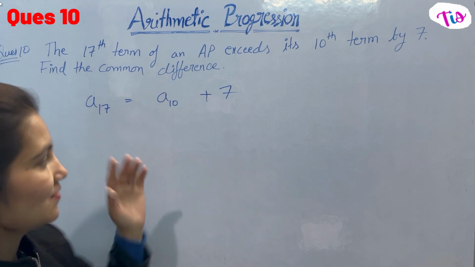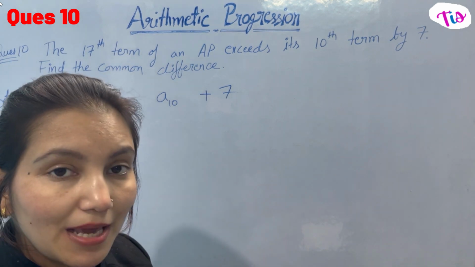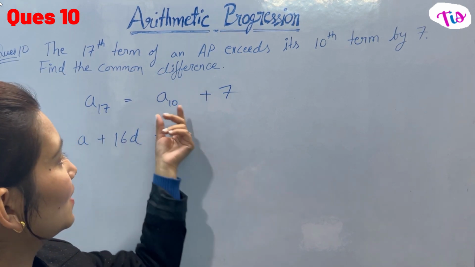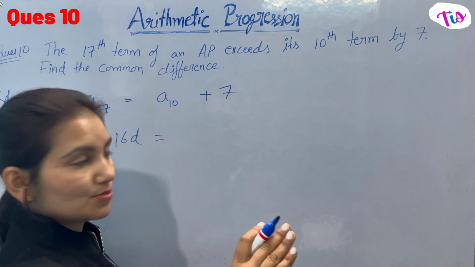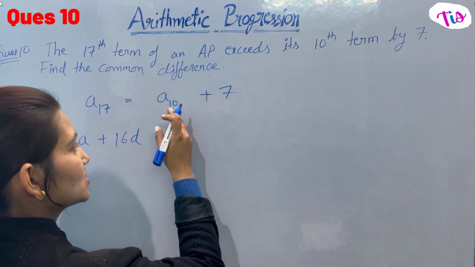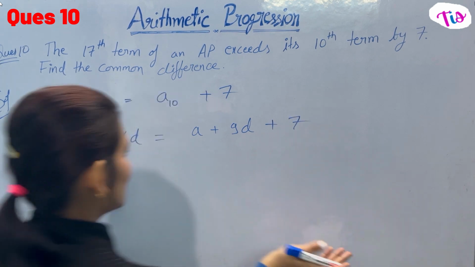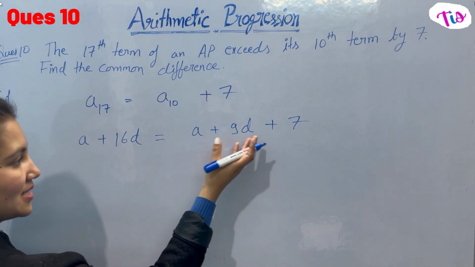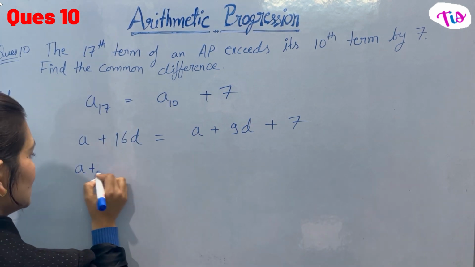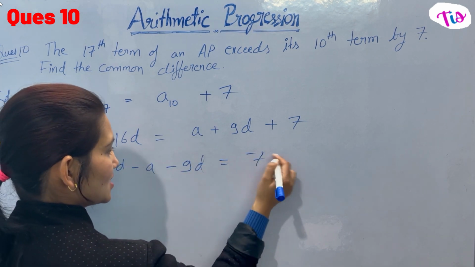So this is what the question statement said. A17 exceeds the 10th term by 7. So A10 plus 7. And according to the general term of an AP, A17 will be A plus 16D, right? A plus 16D is equal to A10 plus 7. According to that formula, A10 will be A plus 9D. So A plus 9D plus 7. Let's solve it. Whatever variables are there, bring them to the left hand side and keep everything else on the right hand side. So A plus 16D, we bring A here, minus A, minus 9D to the left hand side, and we are just left with 7 on the right hand side.